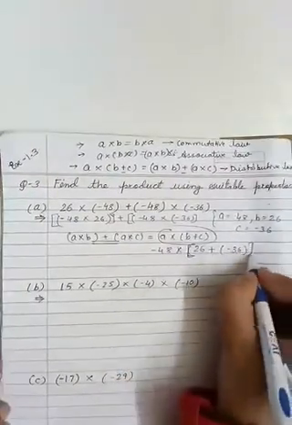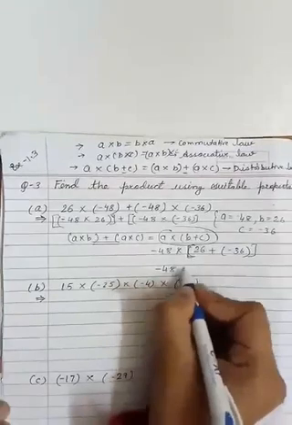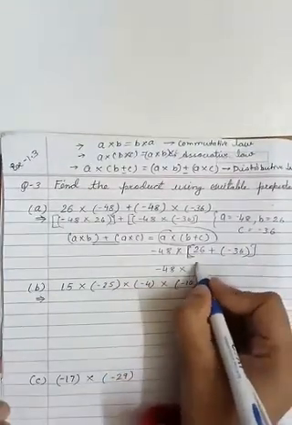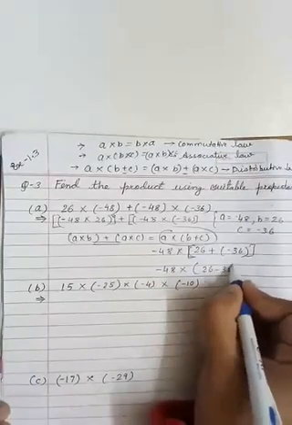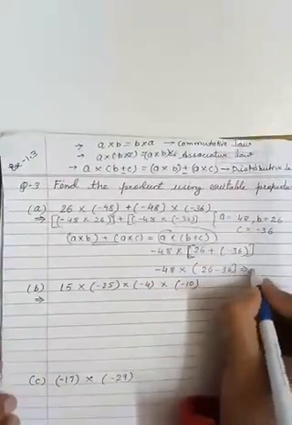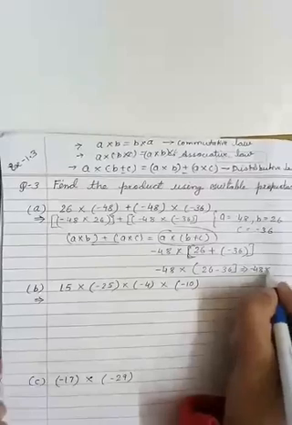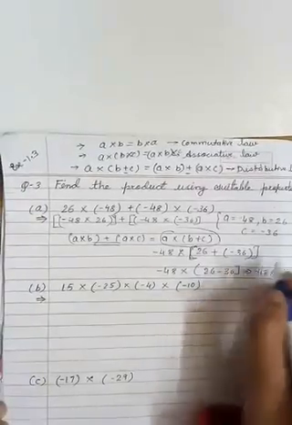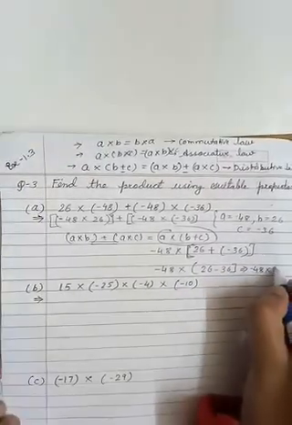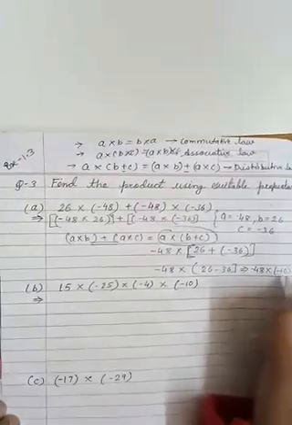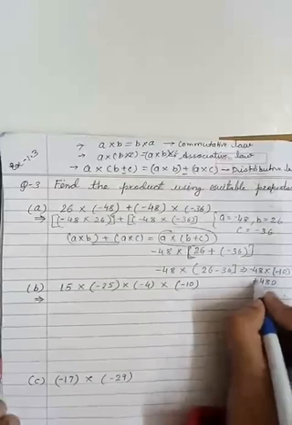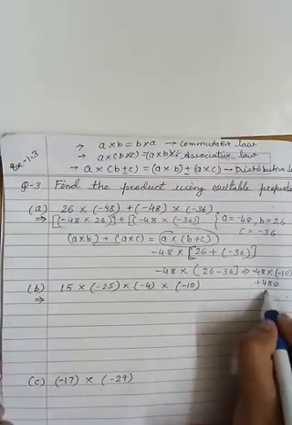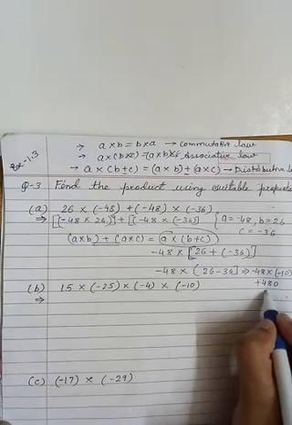Now minus 48 into 26 plus minus 36, plus minus is minus. And minus 48 into 36 minus 26 is minus 10, and 48 into 10 is 480, minus minus is plus. So here we have the answer, that is 480.